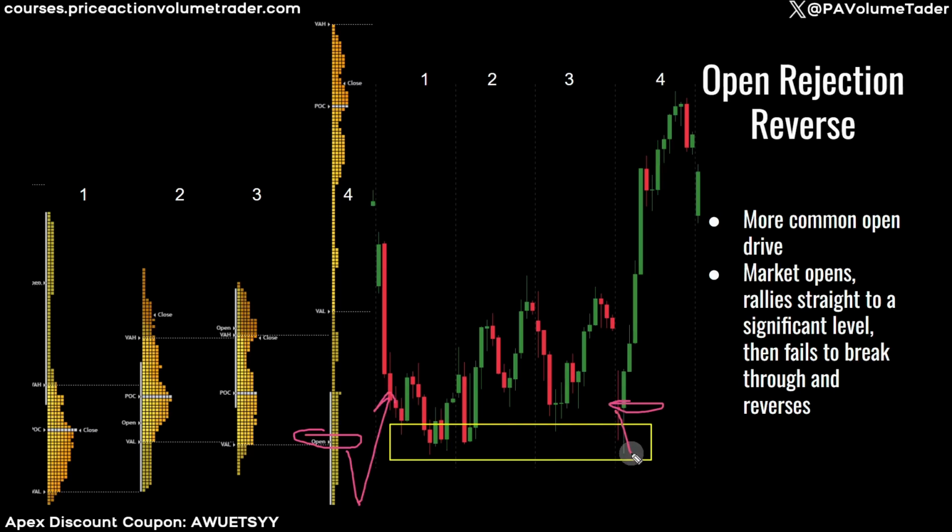We opened, tested down here, and then we reversed, and again this was a significant level of support for the past 3 days. You can see all these lows from these 3 sessions. We came back into this level, failed to break through, and then reversed. Okay, and in this case you can see that we did open within the value area from the previous days, so it's slightly different in that sense from the open test drive.